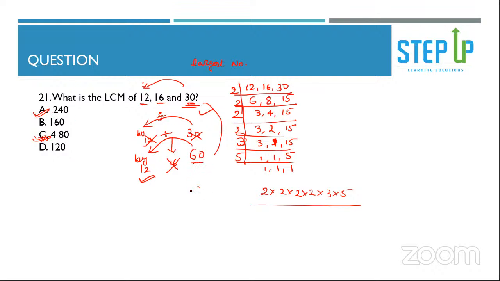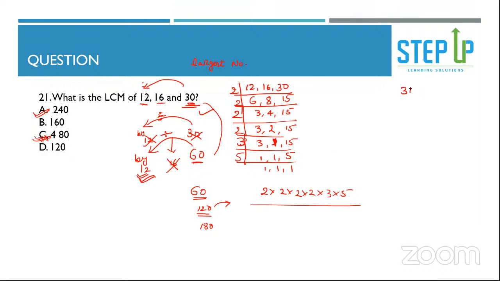Now 60 is here. Check again. 120 is divisible by 12, but 120 is not divisible by 16. 16 into 10 is 160, and 16 into 5 is 80. So it is not divisible. Now go to the multiples of 120. You can look for 180 also.